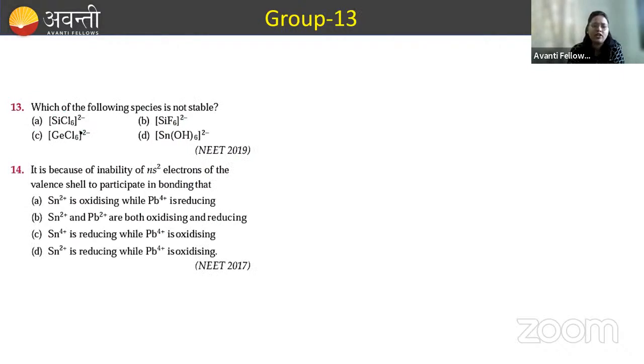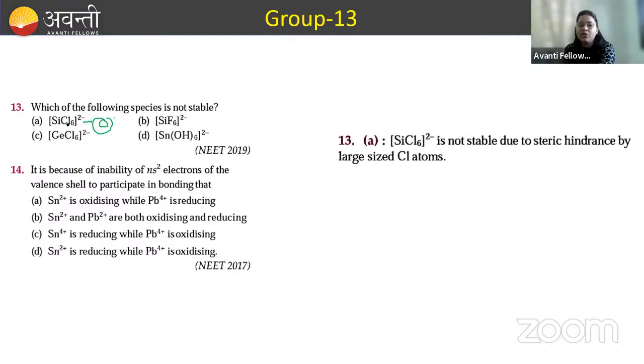Next question: which of the following species is not stable? So which species is not stable here? When we talk about the first molecule, second molecule, third molecule, and fourth molecule, you can see that SiCl6 2-, this compound is not stable. Why? Because of the steric hindrance by the large size of chlorine. यहाँ पे क्लोरीन का जो साइज है उसके वजह से ये जो स्पीसीज है that is not stable, because of the steric hindrance that arises due to the large size of the chlorine atom. So answer A is the correct answer.